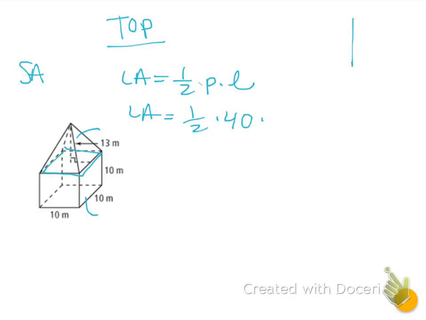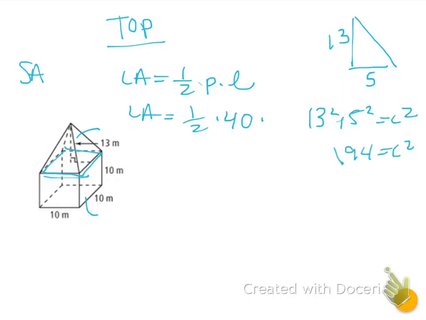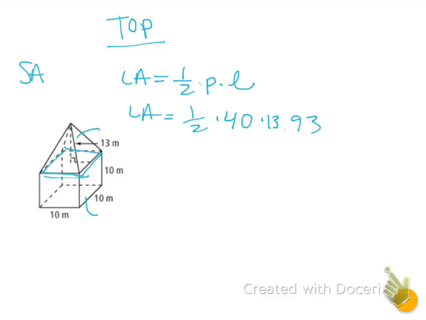Well, right now it looks like my height is 13. If that entire length is 10, I need part of it, so 5. So I need to do 13 squared plus 5 squared equals c squared. So 194 equals c squared. Square root both sides. So c equals 13.93. So 0.5 times 40 times 13.93.